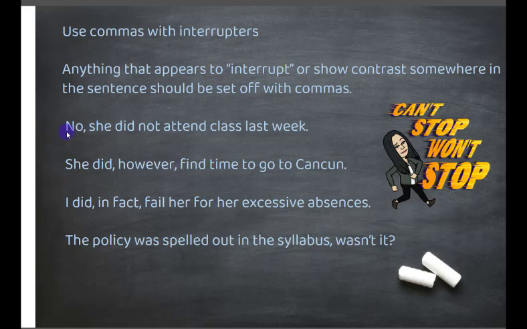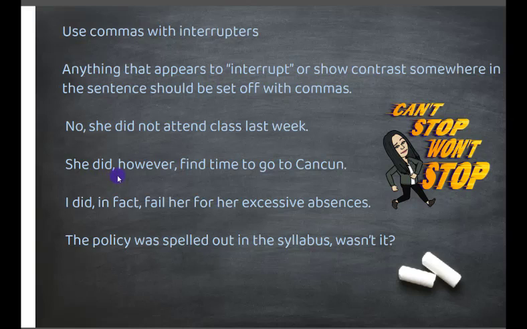So if we look at all of these, we have: No, she did not attend class last week. She did, however, find time to go to Cancun. I did, in fact, fail her for her excessive absences, and the policy was spelled out in the syllabus, wasn't it? So for each one of these, I don't need the word no in the sentence. I could just say she did not attend class last week. But by adding the no, I'm aware as a reader that I'm answering the question to something.